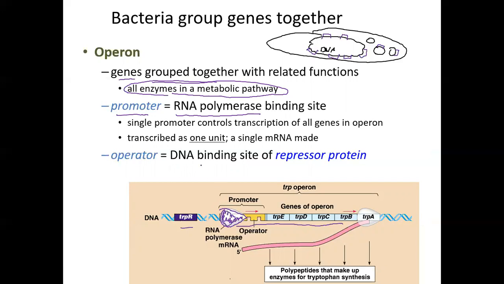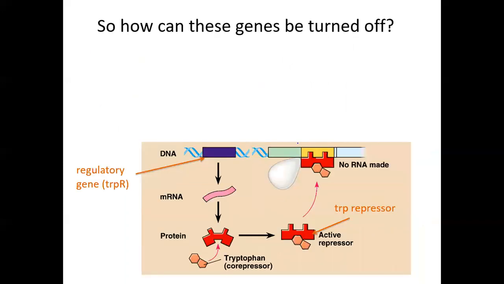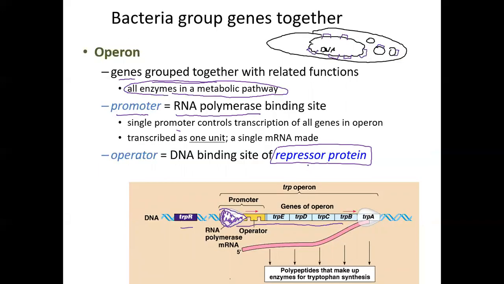The promoter is the region of DNA where RNA polymerase binds, okay? Now, we have an operator, which is the DNA binding site of a repressor protein, okay? Now, how do these genes get turned off or turned on? It all has to stem with these repressor proteins, okay? So I'm going to add a few things here.